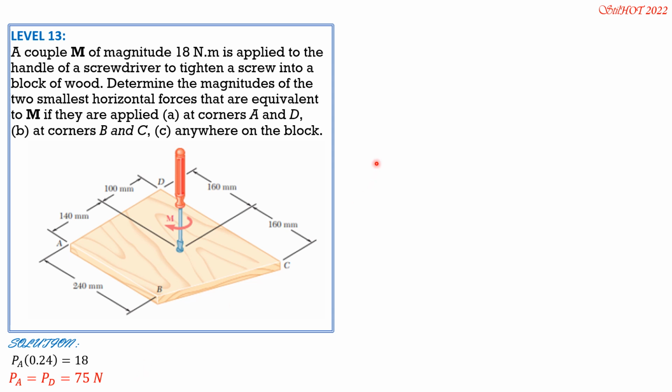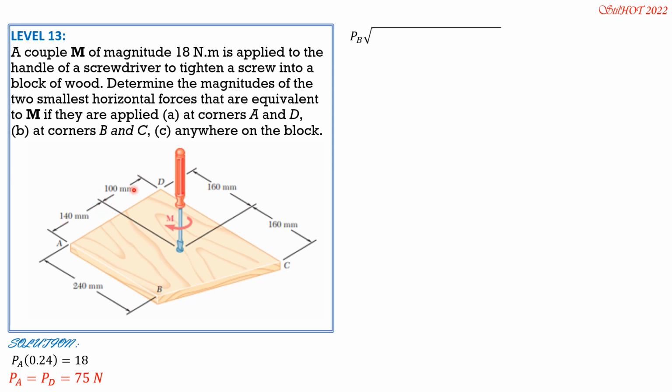Then for corners B and C, to minimize the forces, the force at B should be in the direction perpendicular to BC, and the force at C should be in the opposite direction, also perpendicular to BC, so that these forces will be as small as possible. So this distance BC is, imagine a right triangle, this component is 0.32 minus 0.24, quantity squared, and this one is 0.24.